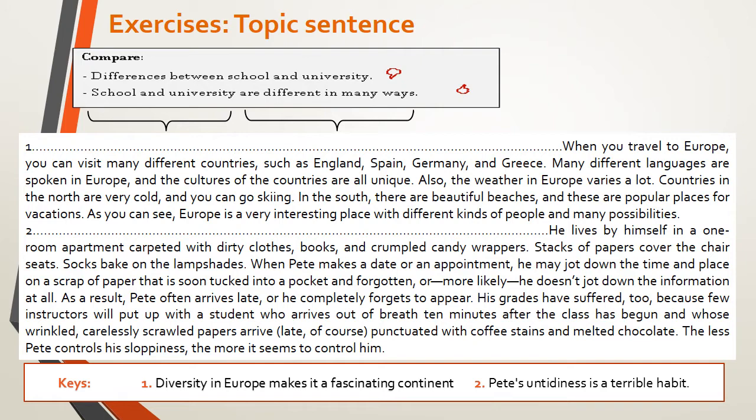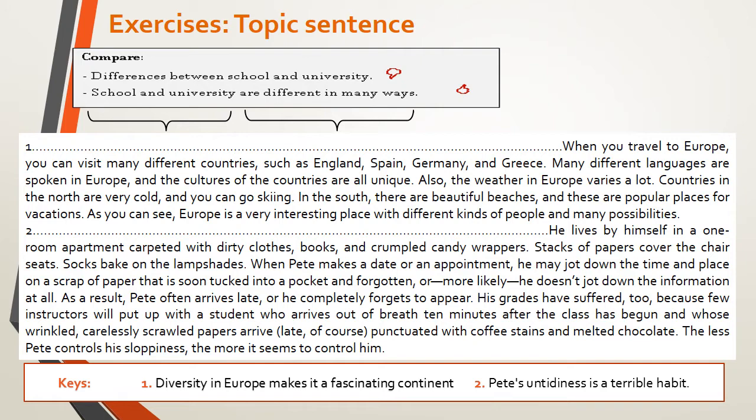When you travel to Europe, you can visit many different countries such as England, Spain, Germany, and Greece. In this idea, we understand that there are different countries in Europe. We continue. Many different languages are spoken in Europe, and the cultures of the countries are all unique. This is another major support sentence. The idea of this sentence is that there are different languages and different cultures in Europe.